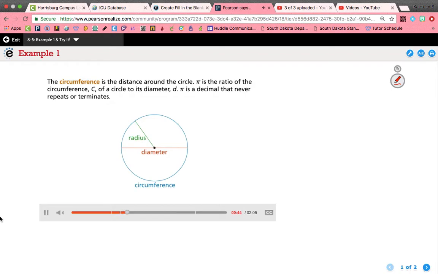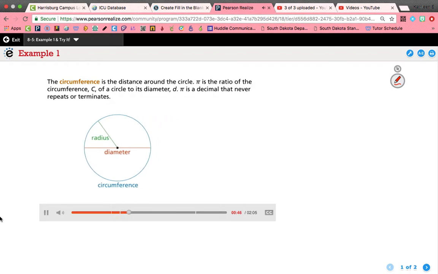The circumference is related to the diameter by a constant ratio. We use the Greek letter pi to represent this ratio. Pi is the ratio of the circumference C of a circle to its diameter d. Multiply both sides of the equation by d to express the relationship as a formula for the circumference. C equals pi times d.